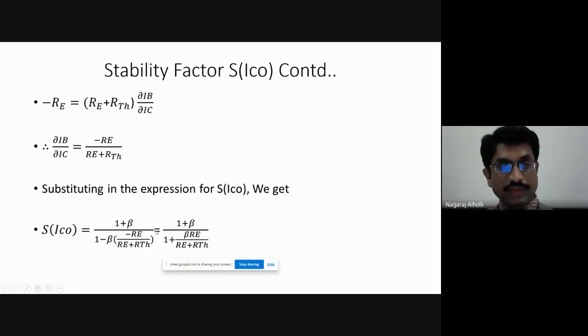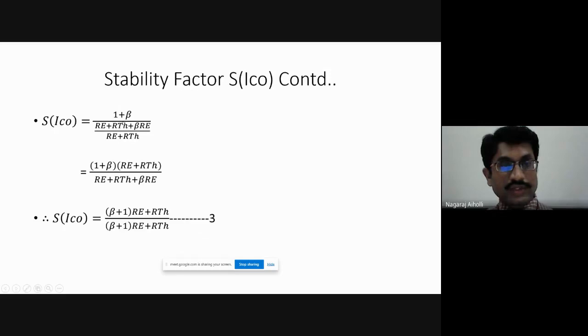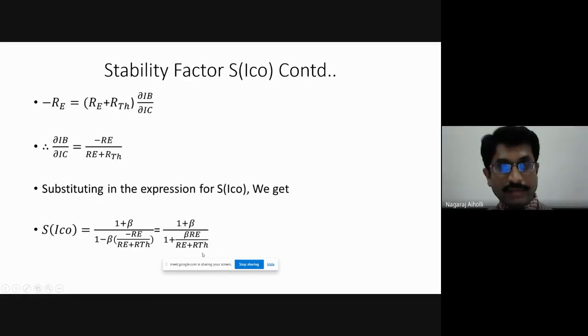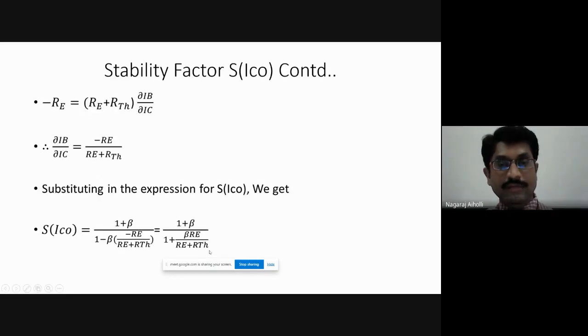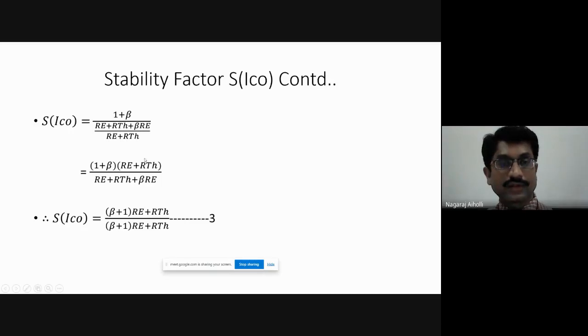Simplify further, we get S of I_CO equal to 1 plus beta divided by 1 minus beta into minus R_E divided by R_E plus R_TH, which is 1 plus beta divided by 1 plus beta R_E divided by R_E plus R_TH. Here R_E plus R_TH is the LCM, so it is 1 into R_E plus R_TH plus beta R_E, divided by the LCM, R_E plus R_TH. The denominator of the denominator will come to the numerator.